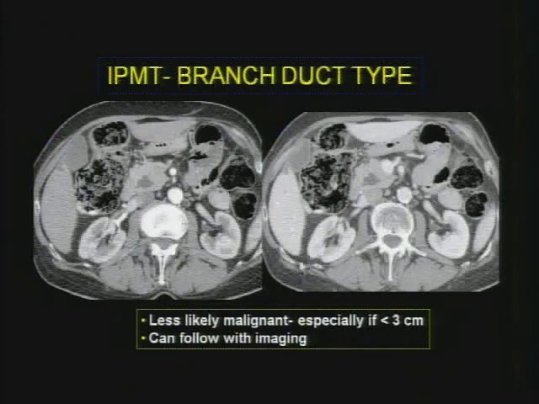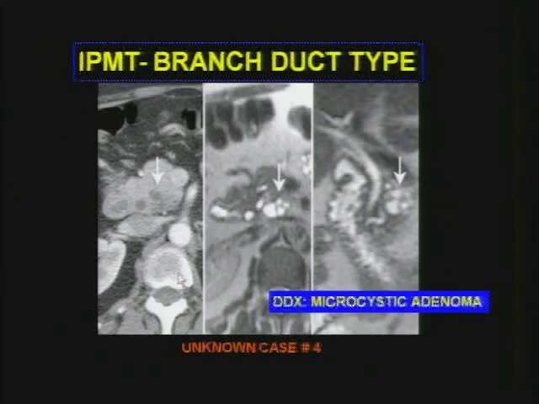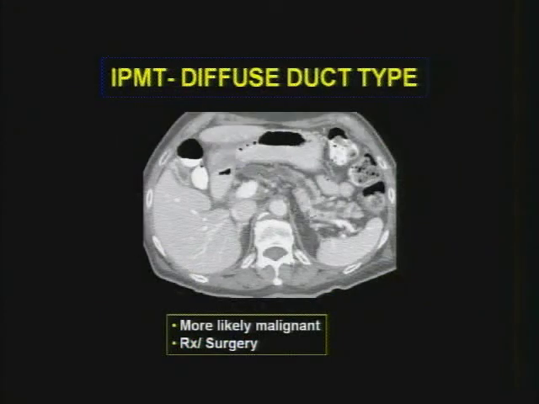Note that the branch duct type is less likely to contain malignancy, particularly if they're under 3 centimeters in overall size, and the recommendation is that you can follow these just with imaging. This was our unknown case number 4, a cluster of small cysts sitting in the uncinate process of the pancreas. And of course, the differential diagnosis here based on imaging would be microcystic adenoma. Diffuse duct type. Note that these are more likely malignant and that these have to come out.